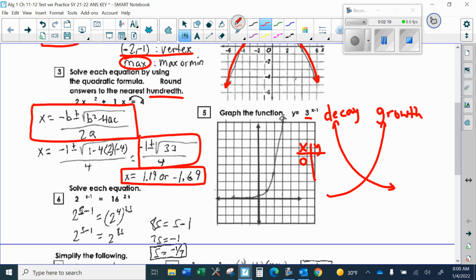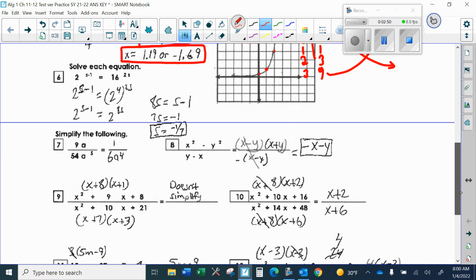So if x is 0, I plug in 0, that gives me negative 1. 3 to the negative 1 is 1/3. So at 0, you see it down here at 1/3. At 1, 1 minus 1 is 0. 3 to the 0 is 1. So 1, 1. At 2, 2 minus 1 is 1. So 3 to the 1 is 3. So at 2, it's 3. And at 3, it's 9. Okay. And there it goes. It does not cross the x-axis. If you cross it, you lose points. Don't cross it.